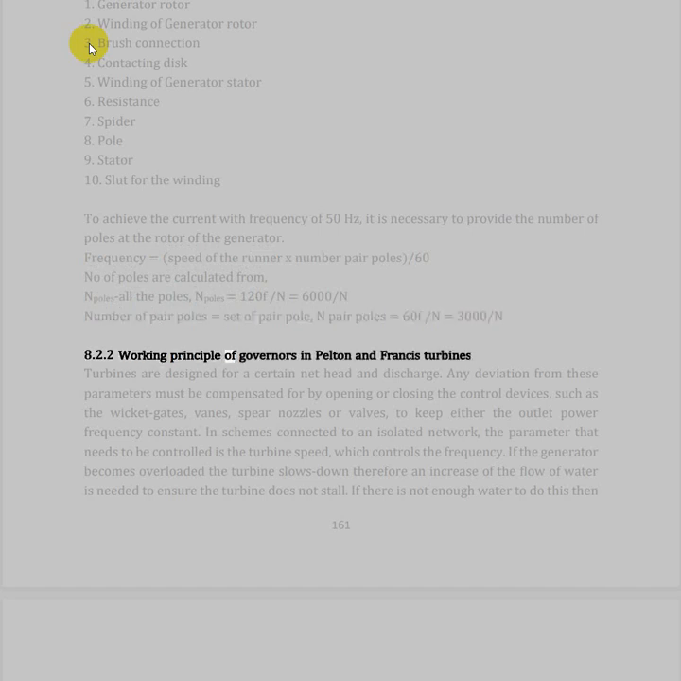8.2.2 Working principle of governors in Pelton and Francis turbines. Turbines are designed for a certain net head and discharge. Any deviation from these parameters must be compensated for by opening or closing the control devices, such as the wicket gates, vanes, spear nozzles or valves, to keep either the output power or frequency constant.